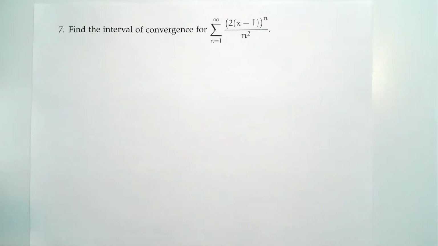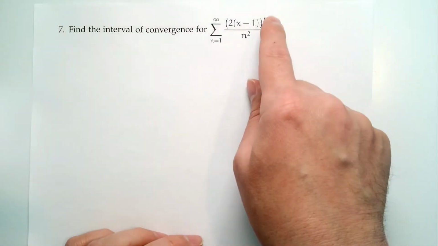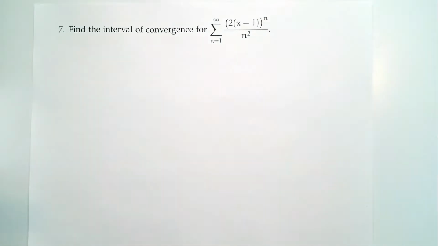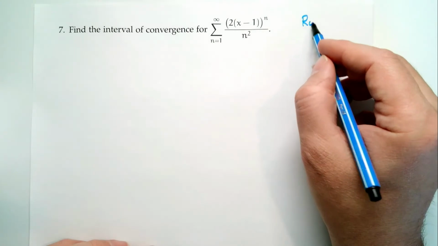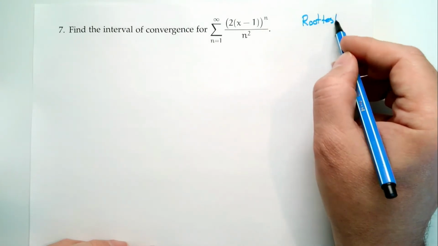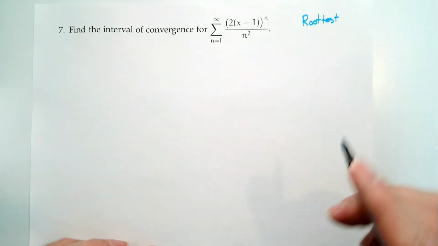Number 7. Find the interval of convergence for the sum n equals 1 to infinity of 2 times x minus 1 to the nth power over n squared. All right, root or ratio test. Which one should we use and why? Well, we can use both, but in this case, I think this is probably a good argument for our root test. I think root tests tend to work out fairly more straightforward than most other tests.